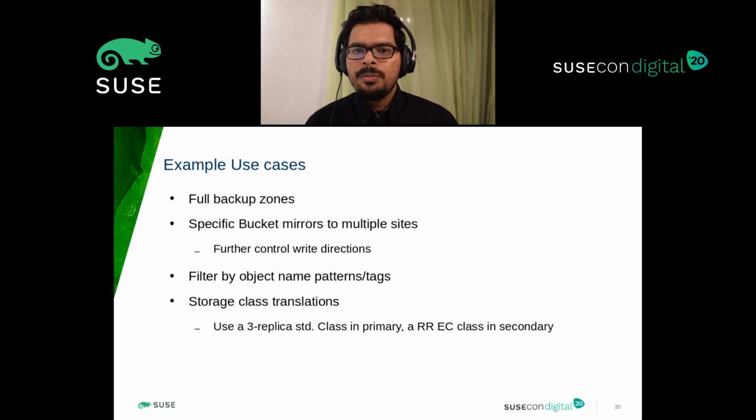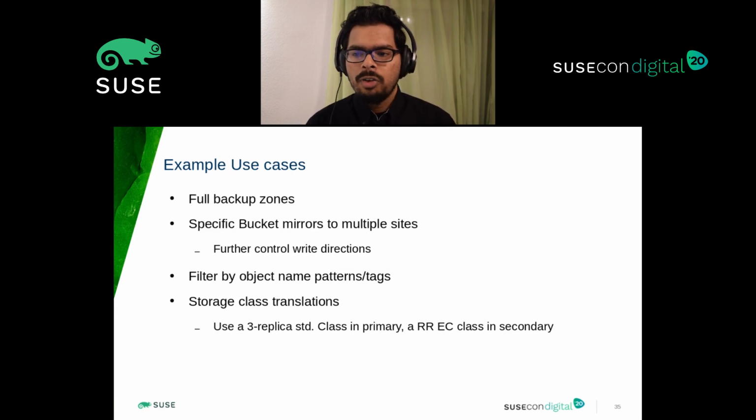And then a more useful scenario would be to have a specific bucket mirrored to a remote site instead of the whole site. You would have a specific bucket that is very important that you would want to back up to three different sites. And you can also control the write direction, saying that sites A and B can write and read from the bucket, whereas site C is a pure backup site, so it can only archive the bucket.